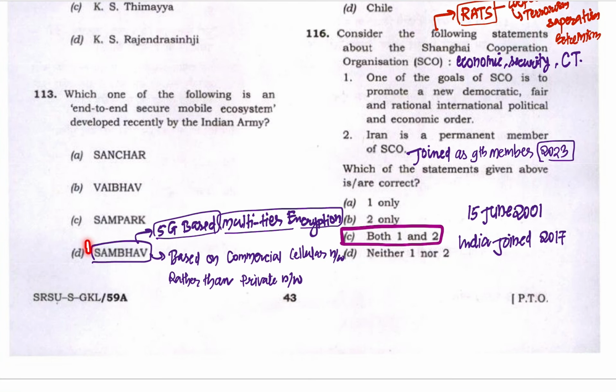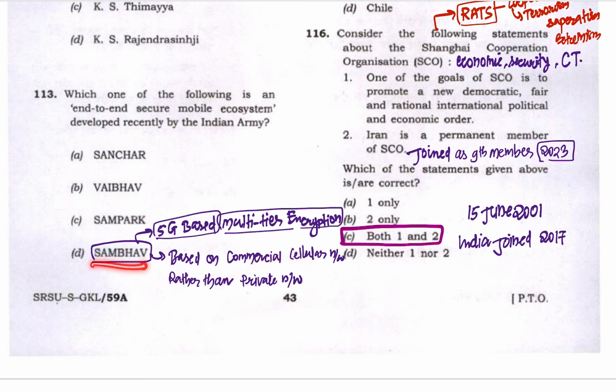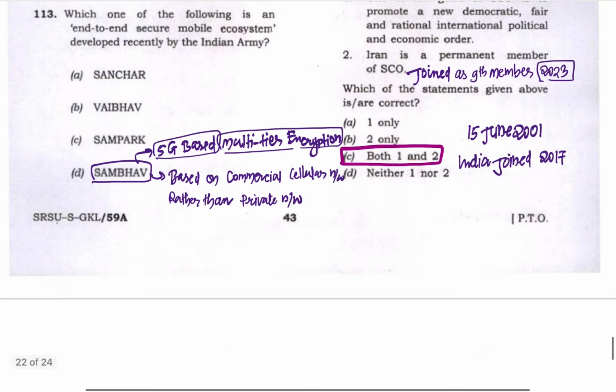Now, Sambhav is a protocol for an end-to-end secure mobile ecosystem. It is a protocol developed by the Indian Army which promotes secure communication between army personnel, but it does not use its private network. Important about this Sambhav is that it doesn't have to use a private network. Communication can be secured on a commercial cellular network using this Sambhav protocol.